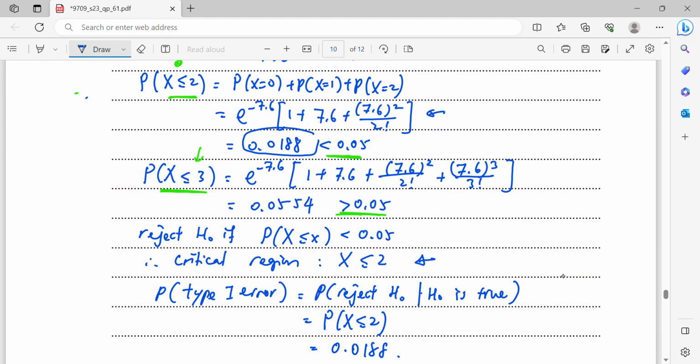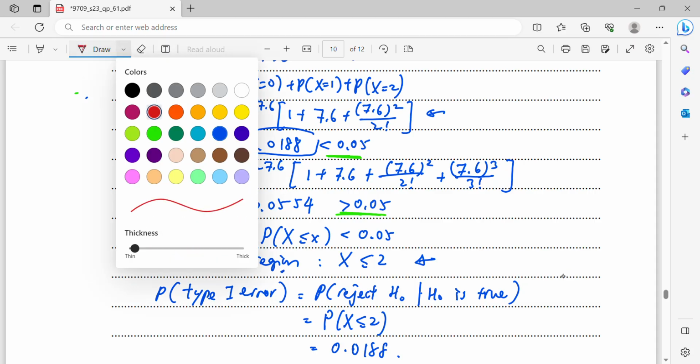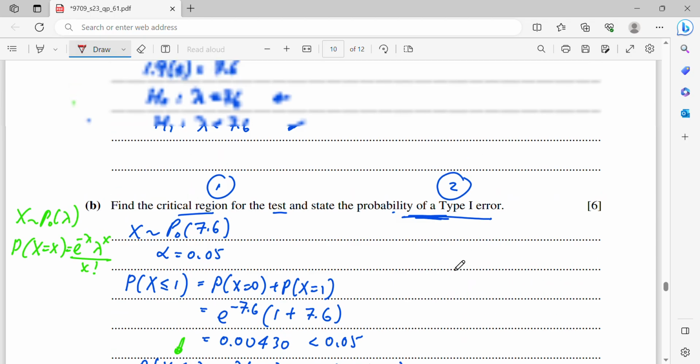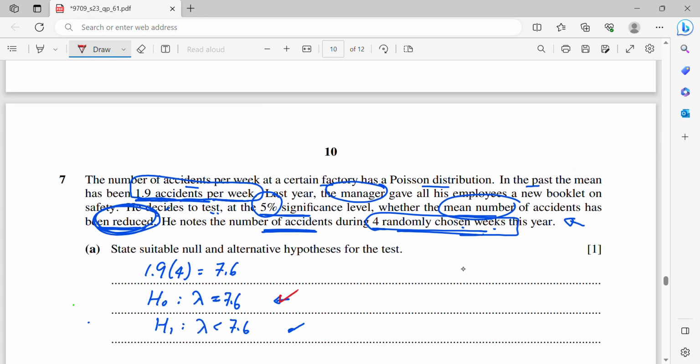Okay, when x equals 3, now look here, it is no longer in the critical region because your critical region is x less than or equal to 2. So when x equals 3 it's outside the critical region, which means you do not reject H naught. So when you do not reject H naught, that means we will say that the lambda remains as 7.6. In other words, you cannot accept this. Okay, you cannot say that it has been reduced.